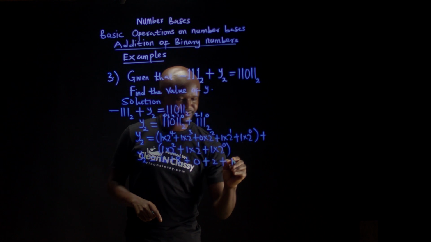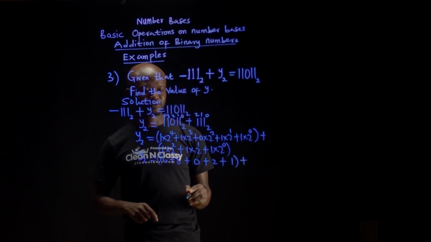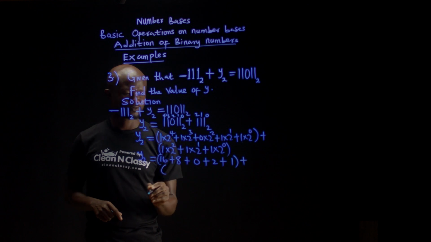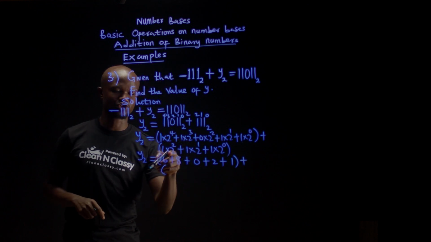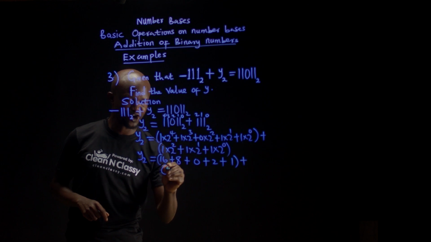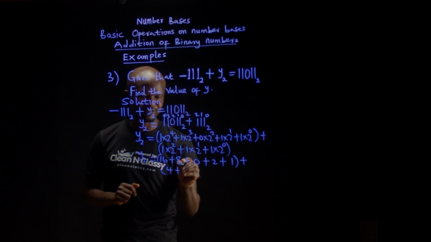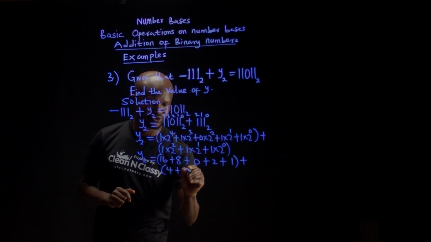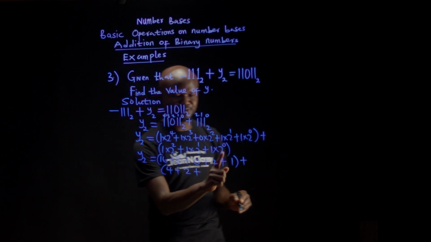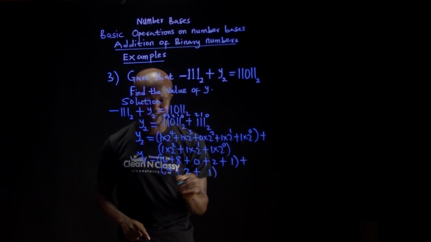Then this is going to be plus 1 times 2 raised to the power 2. 2 raised to the power 2 is 4. So 1 times 4 is 4. Plus 1 times 2 raised to the power 1, that's 2, plus 2 raised to the power 0, that is 1. 1 times 1, then I will have 1.